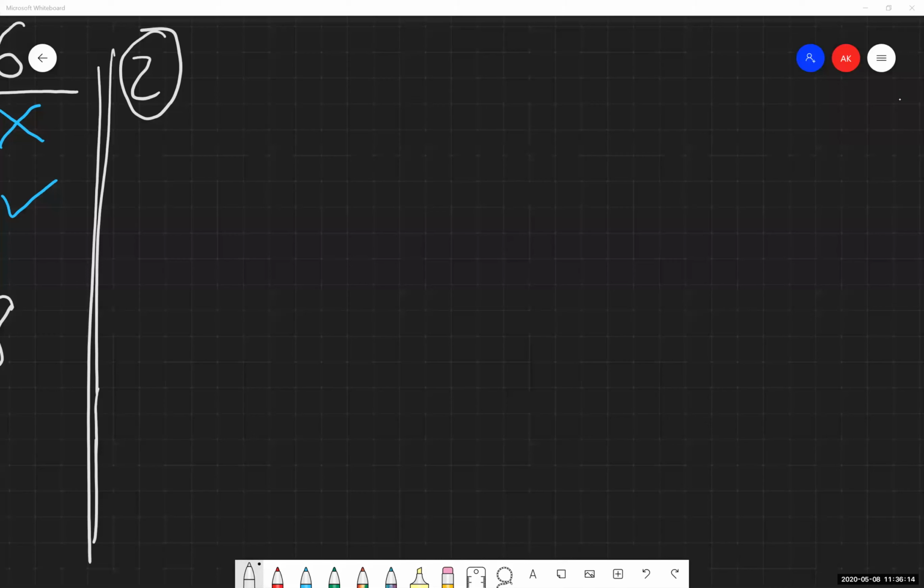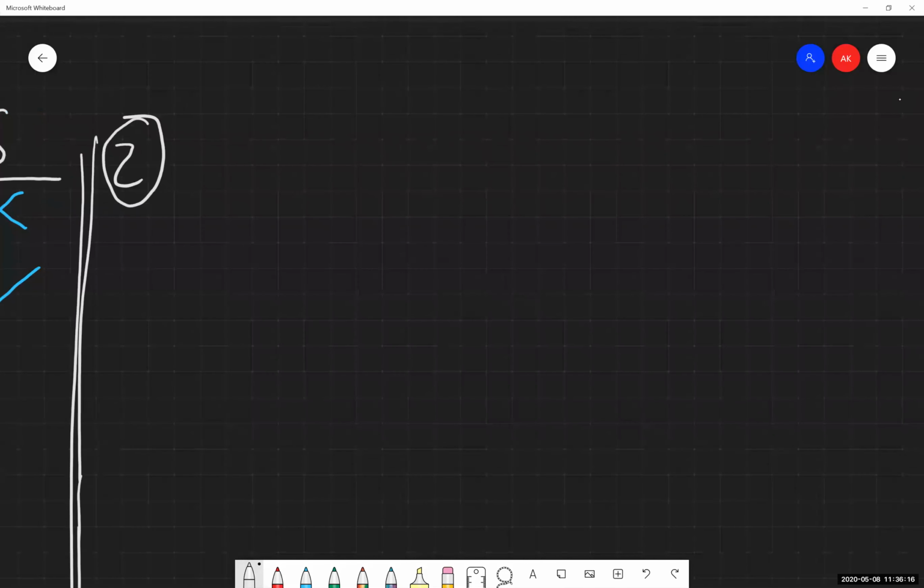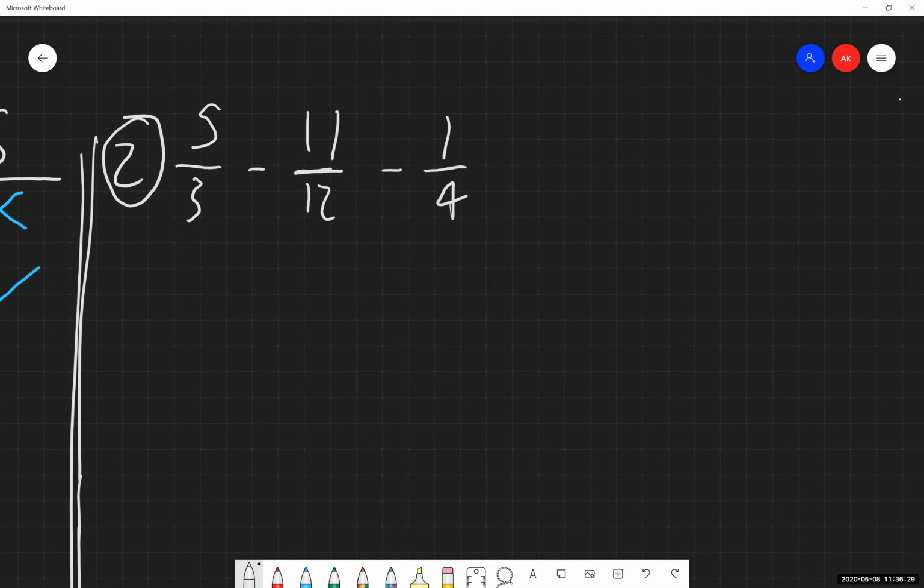Okay, so working with the other example that we had here from our notes. So we have 5/3 minus 11/12 minus 1/4. Okay. So again, we're working with an instance where we do not have a common denominator, and we need to figure out what that is going to be.